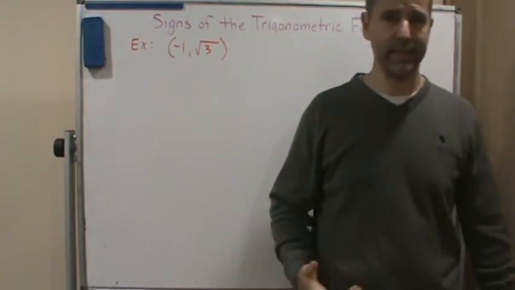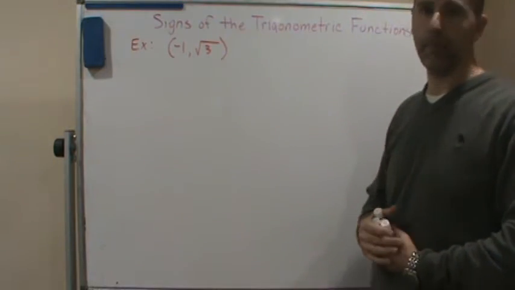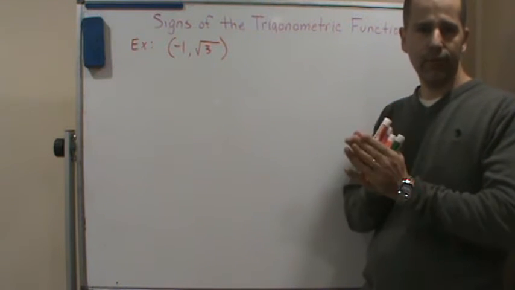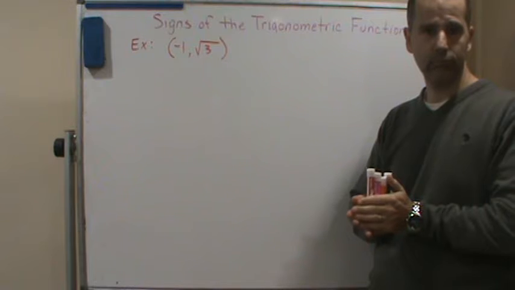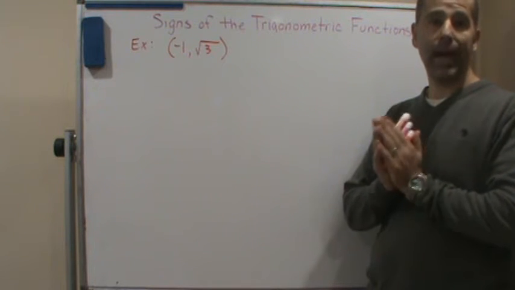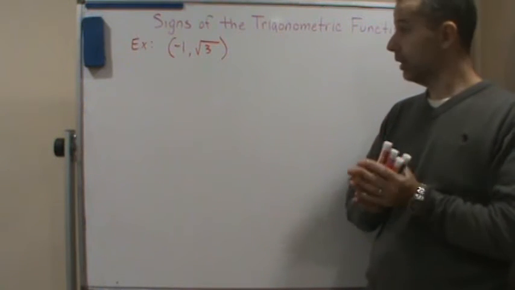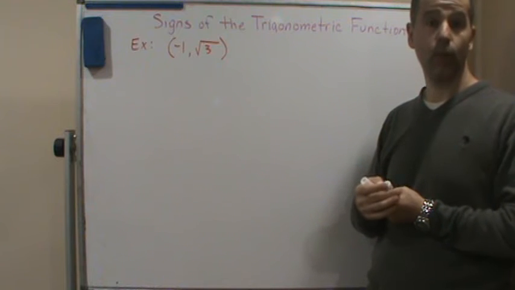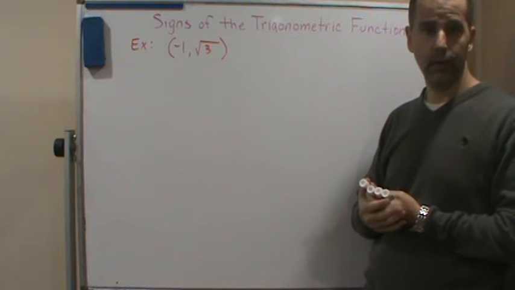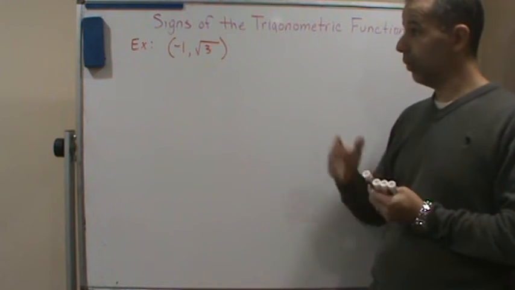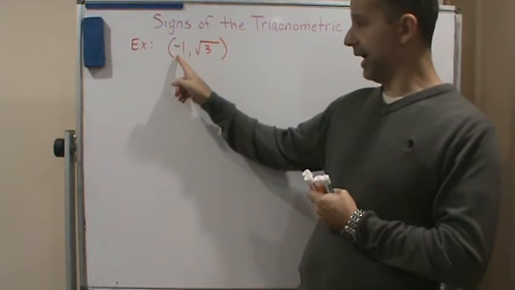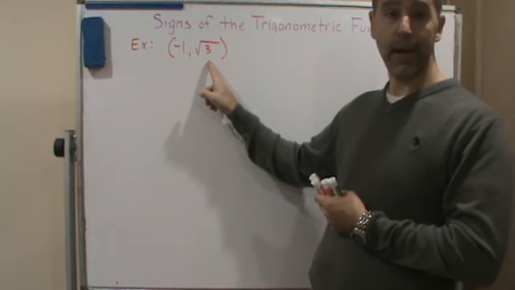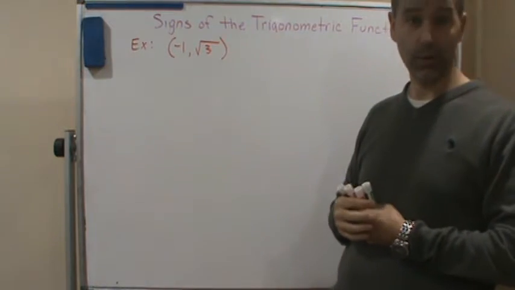Okay, so let's use an example and see if we can figure this out. Let's say you're given the information that the terminal side of an angle theta passes through the point -1 comma square root of 3. First of all, we need to know what quadrant that is in. Well, x is negative, y is positive, which means we're going to be in the second quadrant.